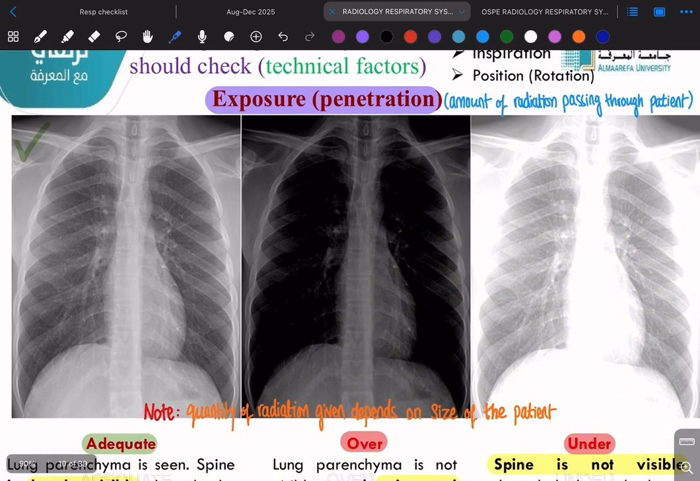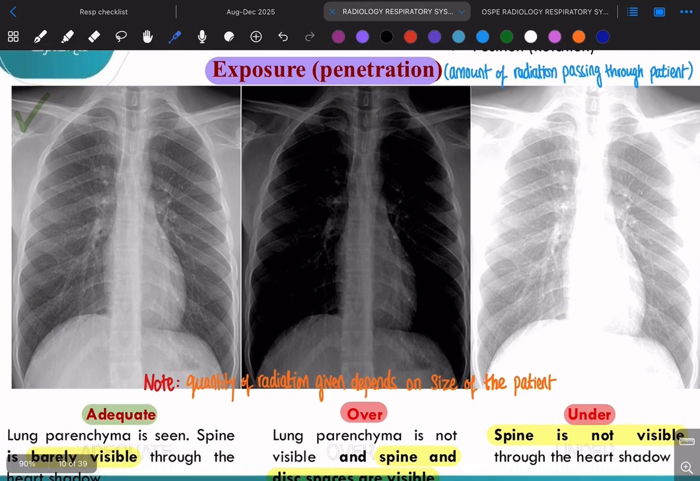So starting off with the exposure or penetration. What is the exposure or penetration? It's the amount of radiation that passes through the patient, okay? So do we have a set amount of radiation that passes through all the patients? No. Why? Because we need to decide on the amount of radiation according to the patient's size. So if we have, for example, an overweight patient, we can't give that patient the same amount of radiation that we give to a child or to a skinny person, for example, okay?